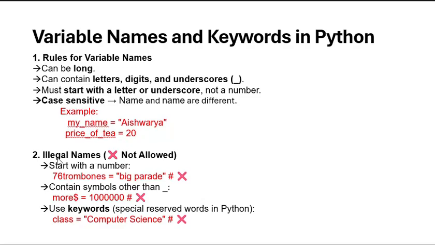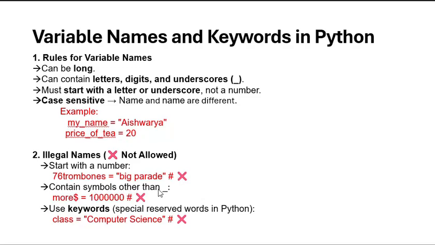Very simple. And let us see the illegal names. What are the illegal variable names which are not allowed to be written in the code? Those that start with a number. For example, 76trombones is equal to big parrot. It is not allowed to write this in the code because it starts with a number.